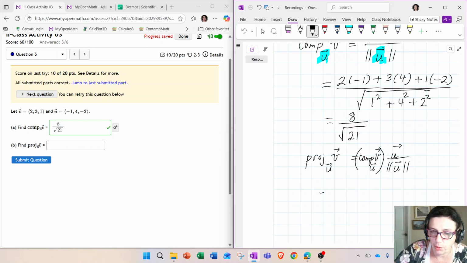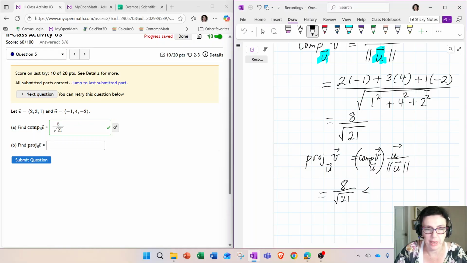Okay, so all I have to do is take the component, which is going to be 8 over square root of 21, and multiply that by u hat. So what is u hat? Well, we actually already know what the magnitude of u is, square root of 21. And that's not a coincidence. You are going to have the same thing so that when you multiply them, in a second, we're going to distribute, that square root is going to go away.